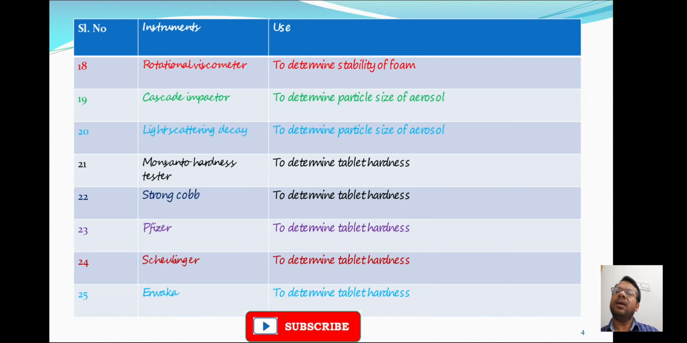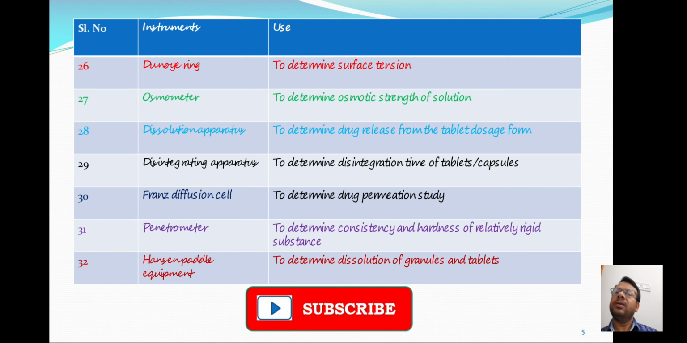Pfizer hardness tester is used to determine tablet hardness. Schullinger tablet hardness tester is used to determine tablet hardness. Eroica is used to determine tablet hardness. De ring is used to determine surface tension.